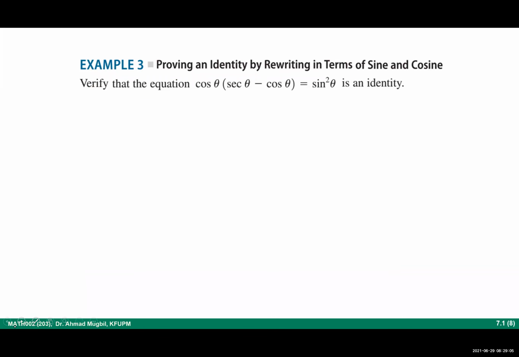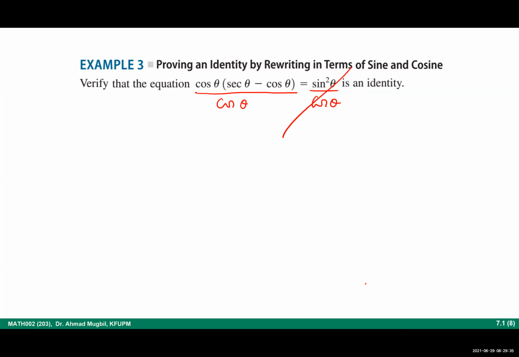Let's take an example. Verify that this equation is an identity. So prove, in short, that this side equals this side. So we need to prove that cosine theta times secant theta minus cosine theta equals sine squared theta. So we cannot do, Shabab, here, for example, you cannot say divide both sides by cosine theta.